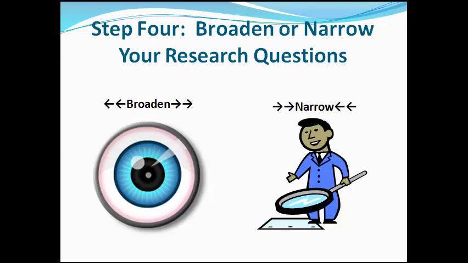Step 4. Broaden or narrow your research questions. If your questions are too broad, you will find too much information that would not be feasible to include for your assignment. When your questions are too narrow, you may not find enough information for your topic. An example of a broad question might be, why are honeybees disappearing? You can narrow that down by asking, what is causing the honeybee to disappear?